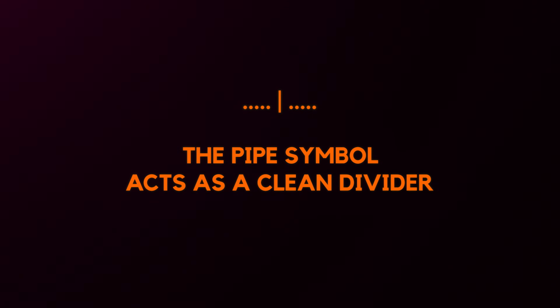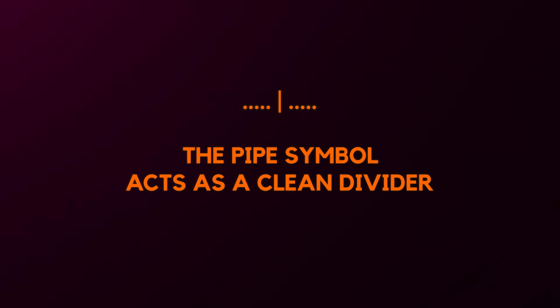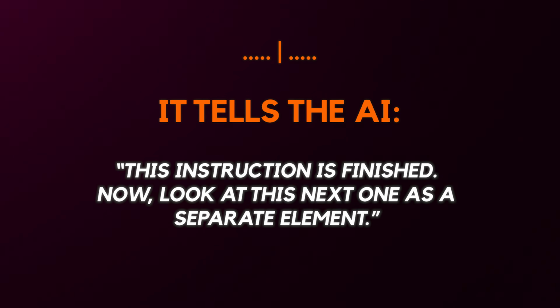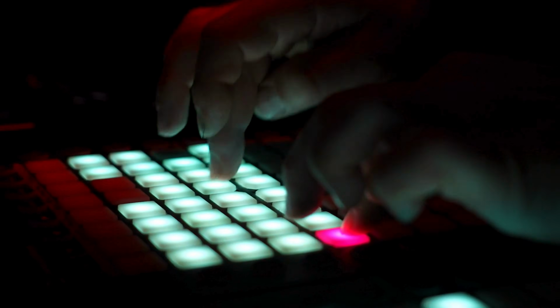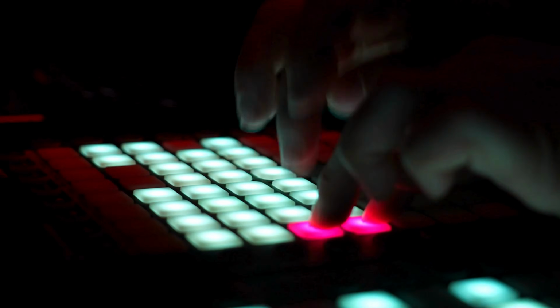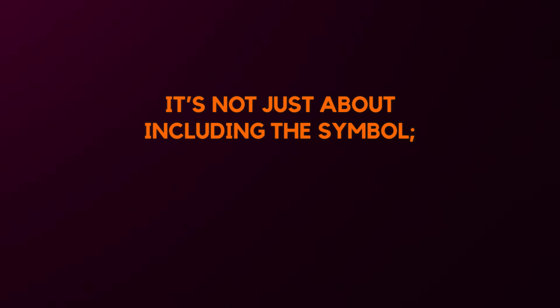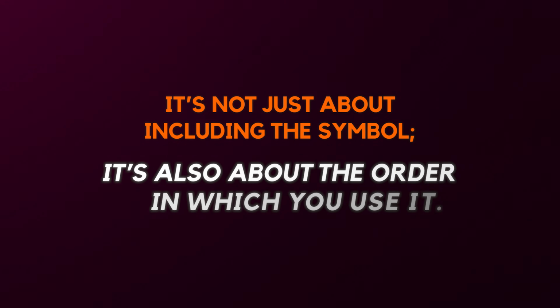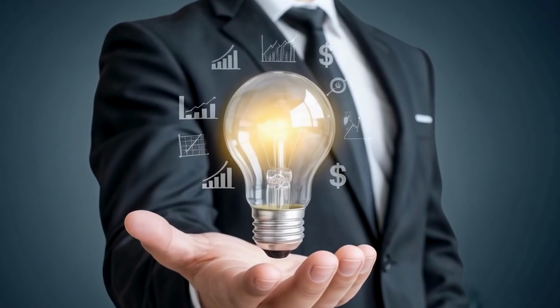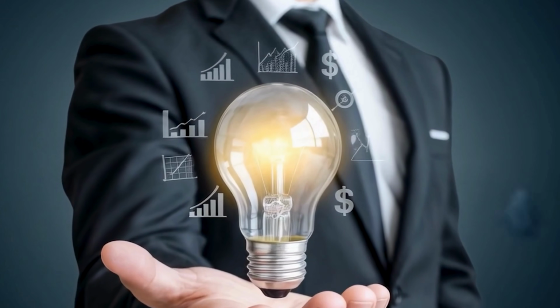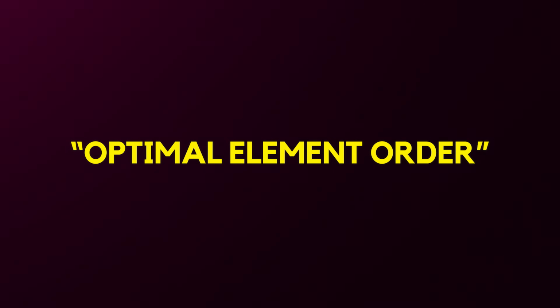Well, in simple terms, the pipe symbol acts as a clean divider. It tells the AI, this instruction is finished. Now look at this next one as a separate element. By using this, you reduce instructional collapse and gain a lot more reliability over your generations. But it's not just about including the symbol. It's also about the order in which you use it. To get the best results, you can follow a specific hierarchy of information. We call this the optimal element order.